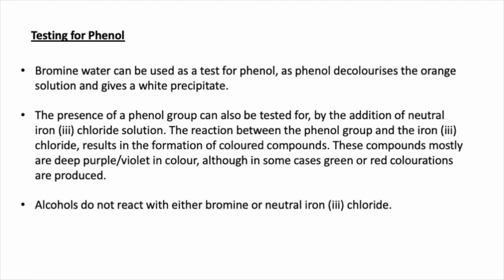Now, the presence of a phenol group can also be tested for by the addition of neutral iron 3 chloride solution. And if you add neutral iron 3 chloride solution to any compound that contains a phenol functional group, you will get a purple or violet colour. Occasionally, you will get green or red, but the usual colour is either purple or violet. And that is the test for phenol. Iron 3 chloride added to phenol gives a purple or violet coloration.